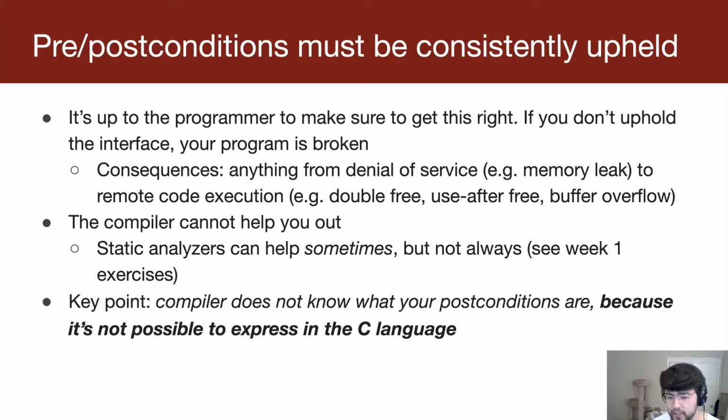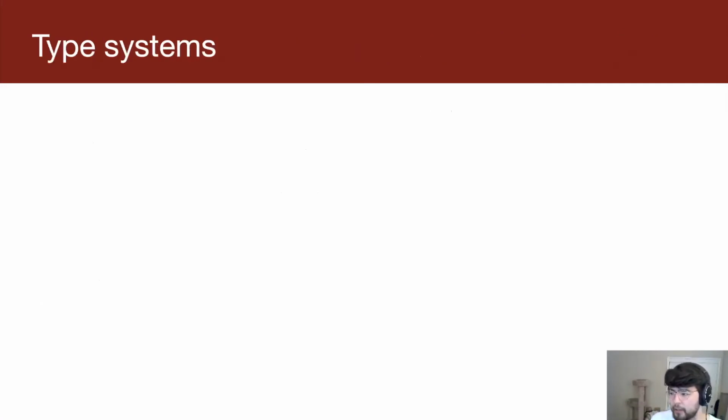You can write your postconditions and your preconditions in comments, but the compiler has no idea how to read your comments. And there's nothing in the C language that says this function is responsible for freeing this memory, or this function is passing this memory to some other function and that function is going to free the memory. There's nothing like that in the C language. The compiler doesn't know what you're talking about.